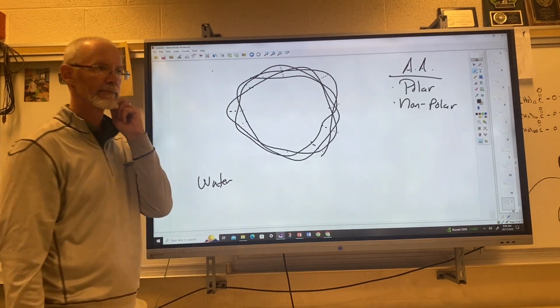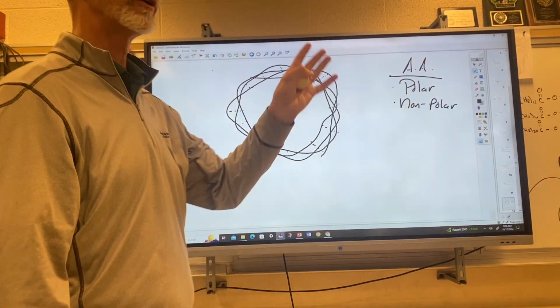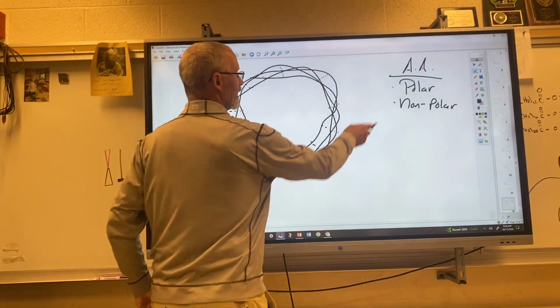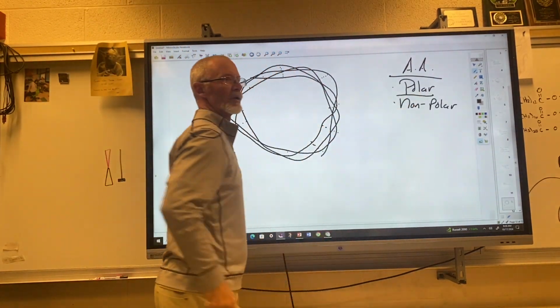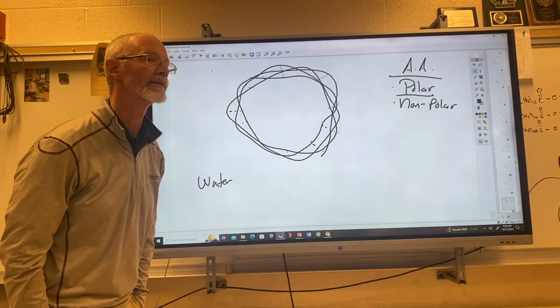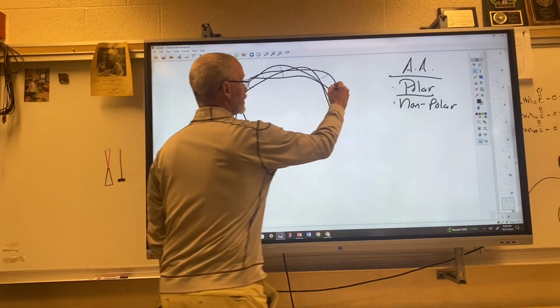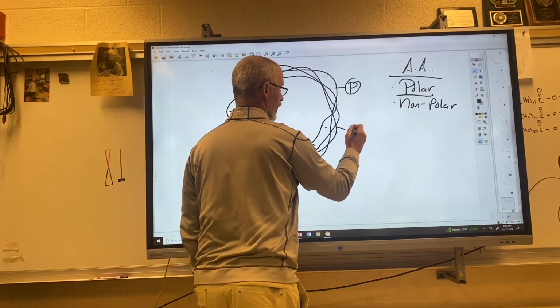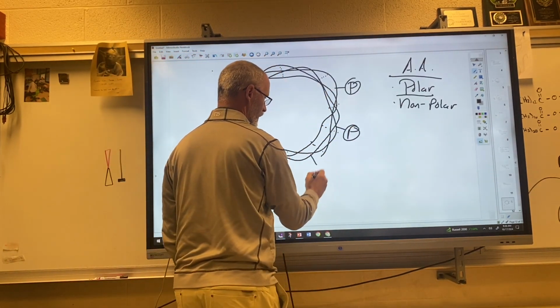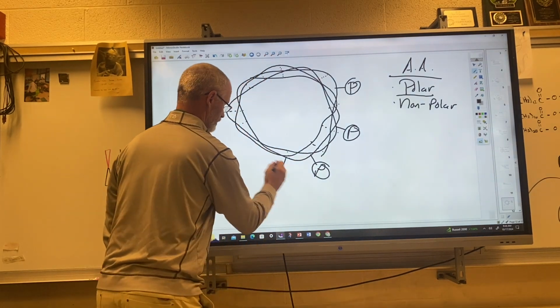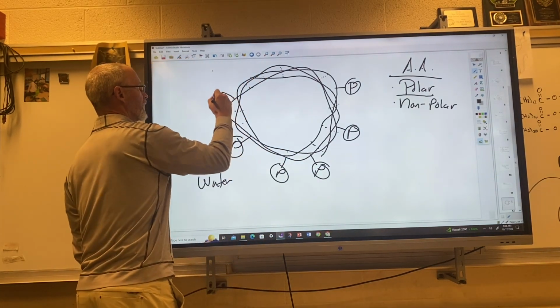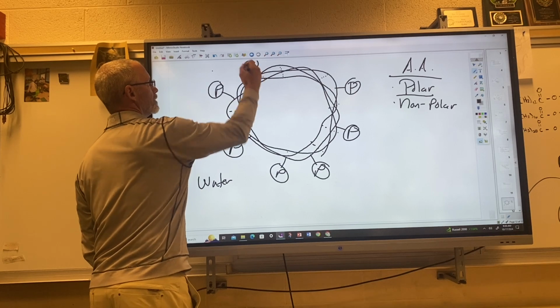Water is out here. So this thing bends, folds, and twists in such a manner that all of the polar amino acids point which way? Out. Mac just said it. All of the polar amino acids are pointing out.